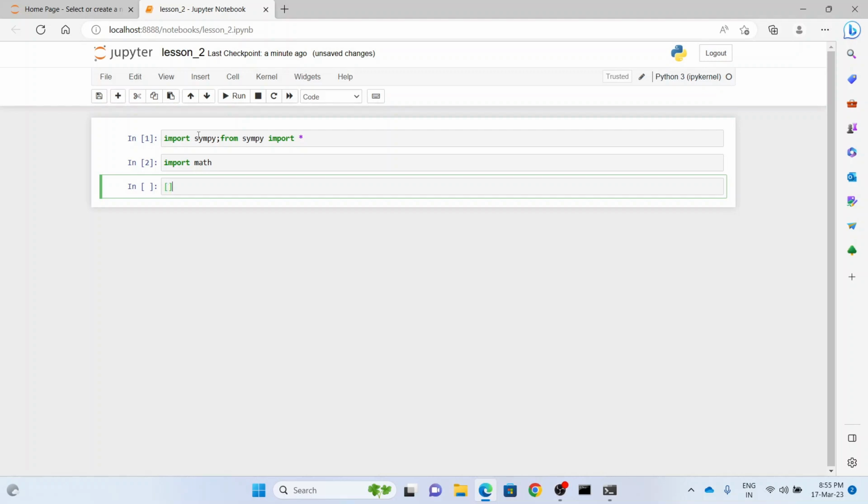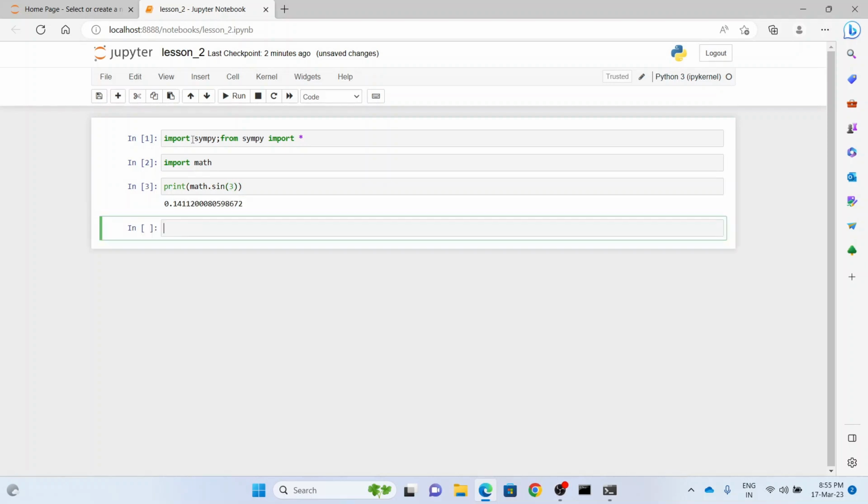So let's do one thing. Let's print math dot sine, that is, we want to get the value of sine 3. So this gives you, that is, the math library gives you the numerical value of sine 3. Now let's do it using sympy.